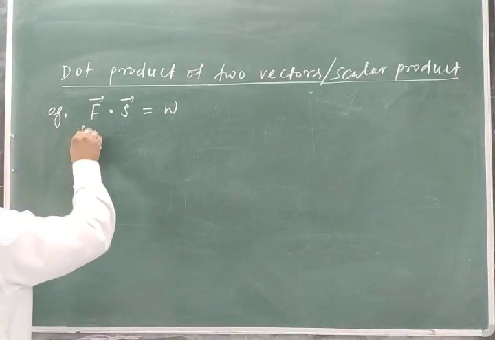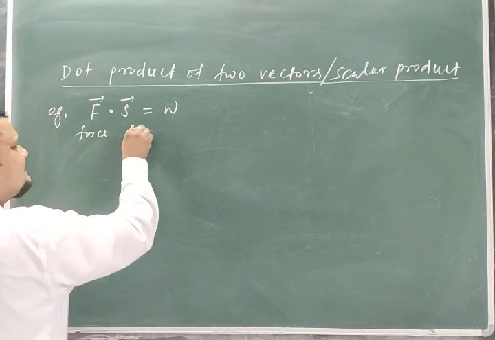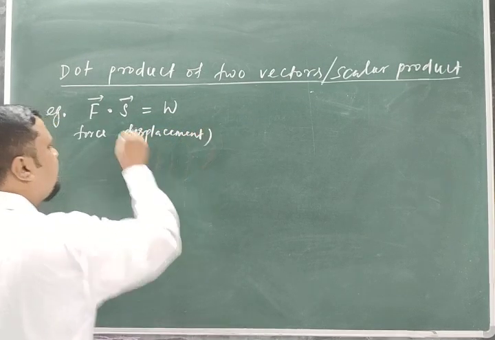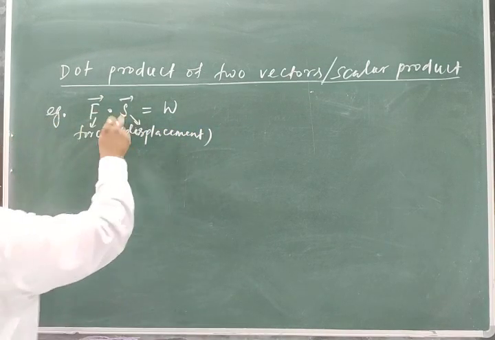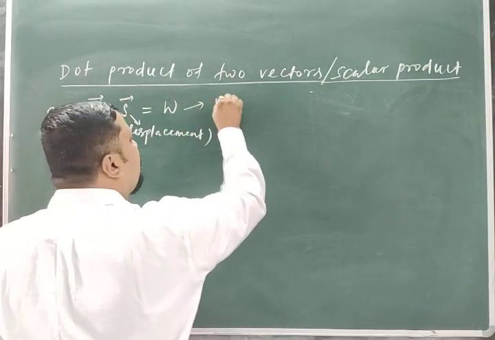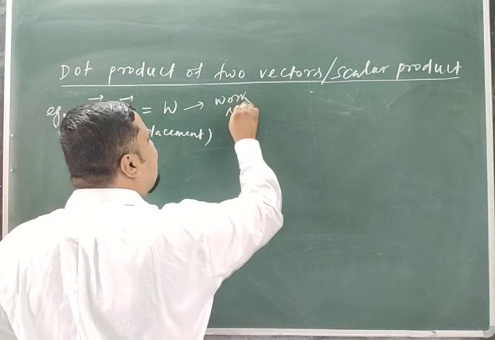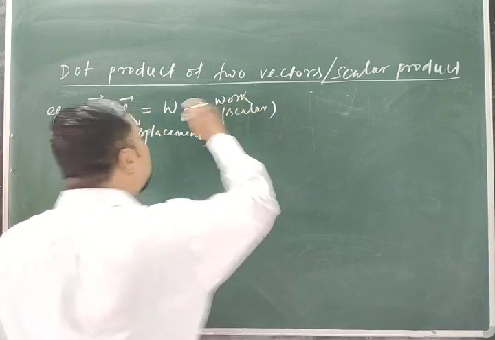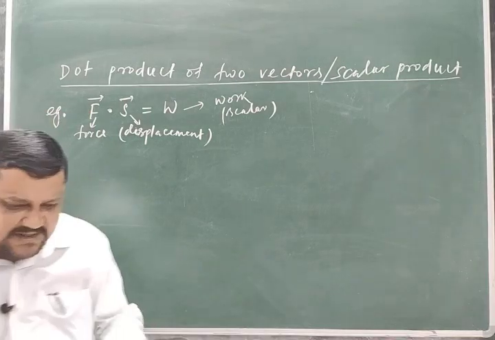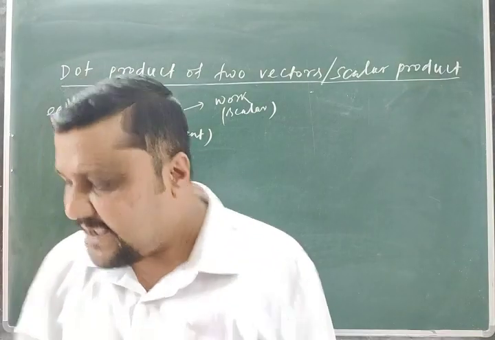So this is the force and this is the displacement. Both are vectors. The dot product of two vectors gives you a what? That is a scalar. Clear? That is the example. It means you are multiplying two vectors and getting the result as a scalar.